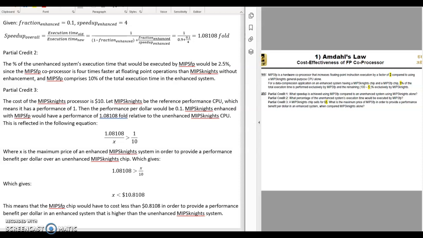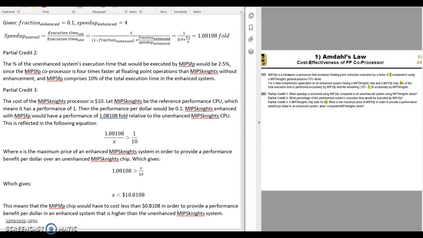Hello, this is quiz 2 on Amdahl's law. So to read the question, MIPS FP is a hardware coprocessor that increases floating point instruction execution by a factor of 2, which in my case, since my UCF-ID ends in a 0, is actually 4, compared to using a MIPS NICE general purpose CPU alone.